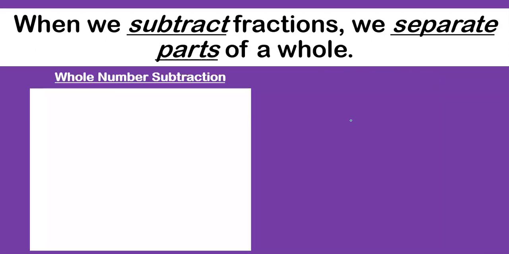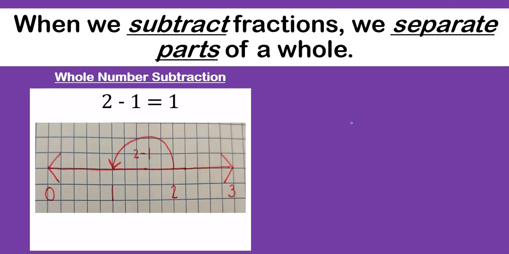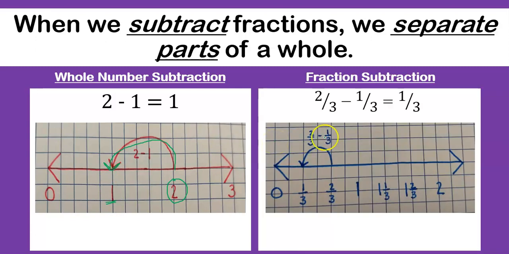Okay, once again, we can do the same thing with the number line. So 2 minus 1, we start out at 2 this time because we're subtracting. We hop 1 over to the left to subtract 1, and we wind up with 1. Same thing with fractions, 2/3 minus 1/3. We're starting at 2/3 this time because we're subtracting.